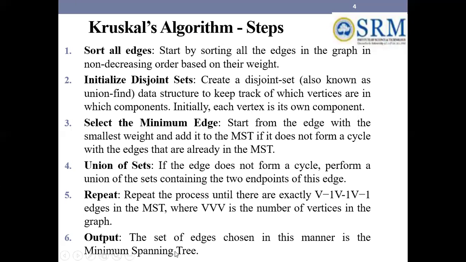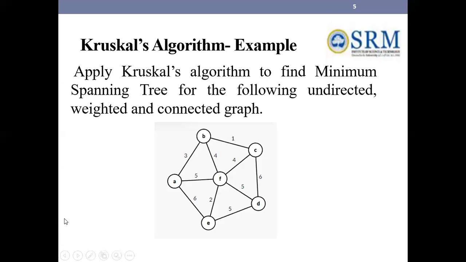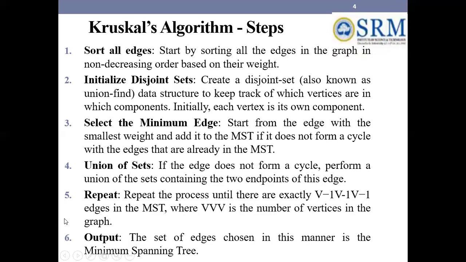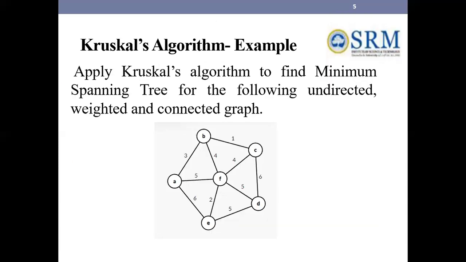And that is the union of sets. Adding edges in the spanning tree without a cycle is called union of sets. And repeat the process till all the edges are completed. And the output is the set of edges chosen in this manner, which is the minimum spanning tree. The output is the spanning tree.